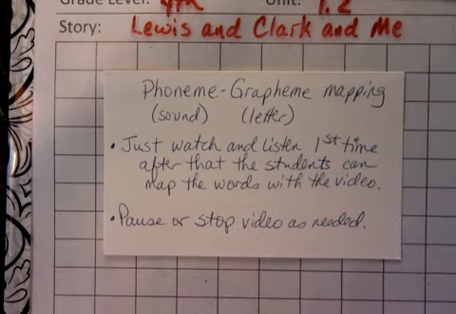I want to remind you that we're doing what's called phoneme grapheme mapping. Phonemes are sounds, graphemes are letters. So we're attaching the letters that go with the sounds of our words. It's suggested just to watch and listen for the first time so that you can hear and process the information that I'm saying. And then afterwards you can watch it again as many times as you'd like and pause or stop the video as you need to so that you can write down in your own page how to spell out the words and process how they're spelled again.